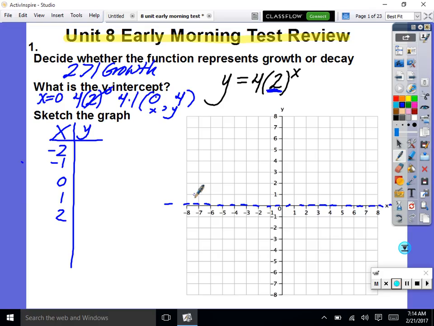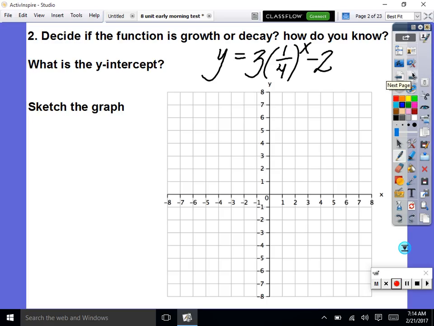And then it's exponential growth, so it looks something like that. But you will be exact on the test. You guys know how to type it into your calculator? Okay. So you're just plotting points. But you have to draw in the asymptote. Okay, this one wasn't on the review, but it is on the test.